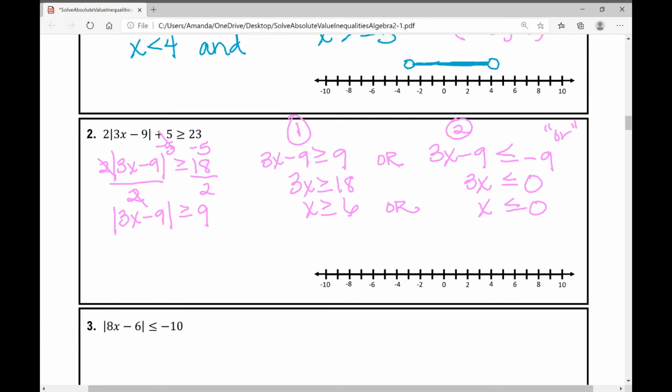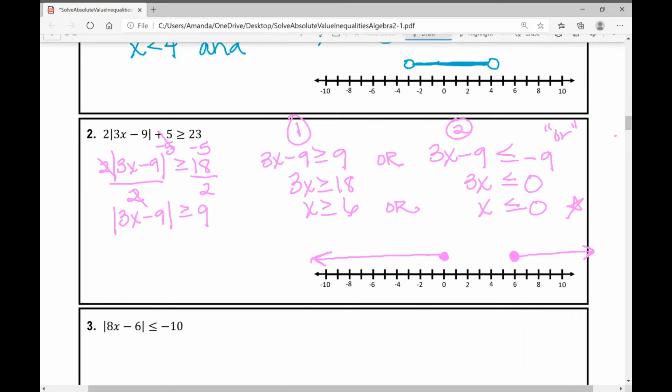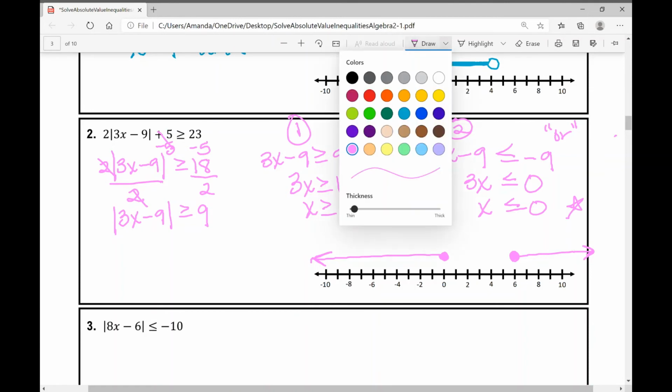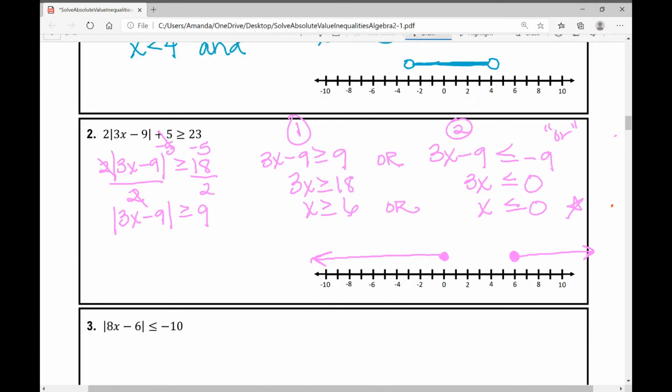I have x is greater than or equal to 6. So I'm going to have a closed dot at 6, and it's greater than. And then x is less than or equal to 0. Closed dot at 0, less than. So there's my OR inequality. And how could I write this? You can absolutely just write it like this as your answer. If I wrote it in interval notation, what would it look like? Let's change colors again because just why not?